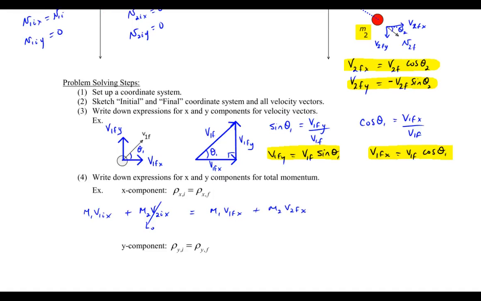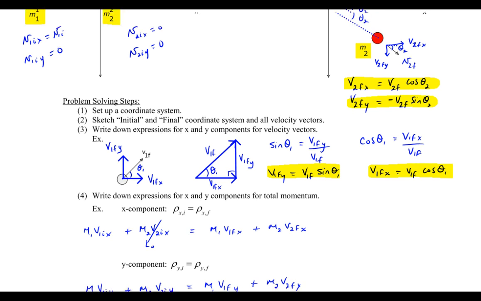You're going to write that the sum of the momenta of the two objects before along the y-axis is equal to the sum of the momenta of the two objects afterwards along the y-axis. This will be written out more explicitly as m1 v1 initially along the y-axis plus m2 v2 initially along the y-axis equals m1 v1 finally along the y-axis plus m2 v2 finally along the y-axis.